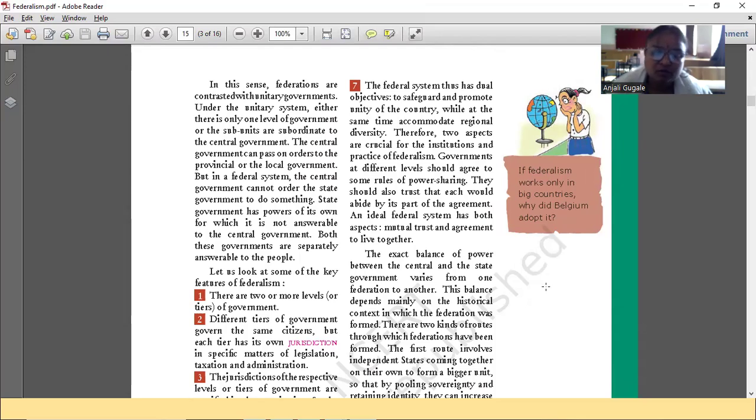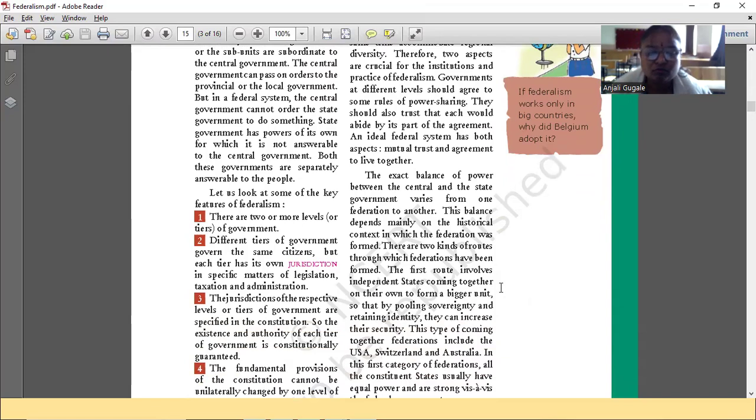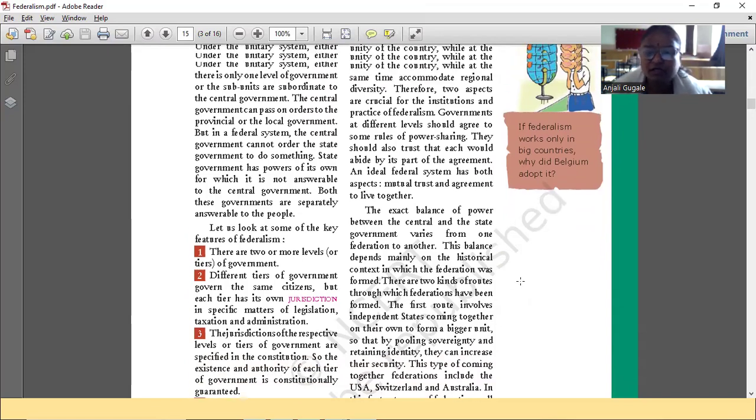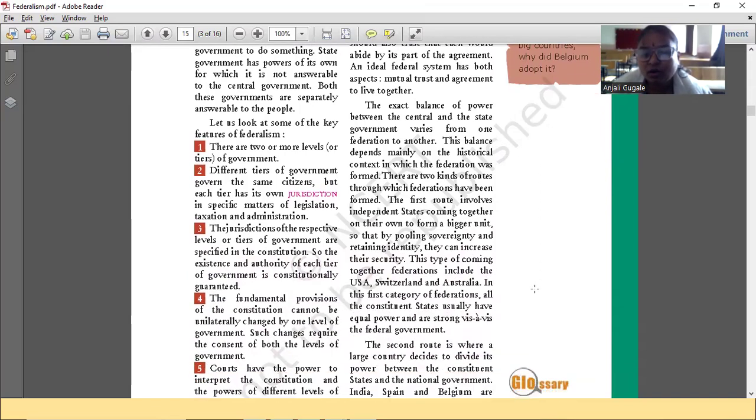After understanding the differences between unitary and federal form of government, we looked at the 7 important features of what makes a country a federal country. What are the main features of federalism? We covered that. After that, we had discussed the main differences. In the previous class, I had covered the difference between coming together federations and holding together federations.